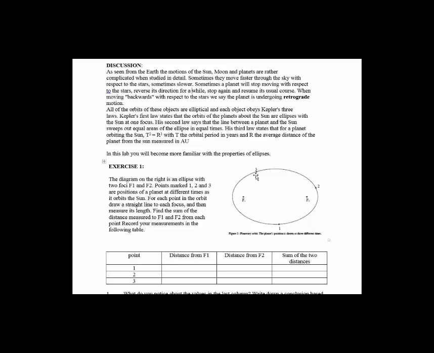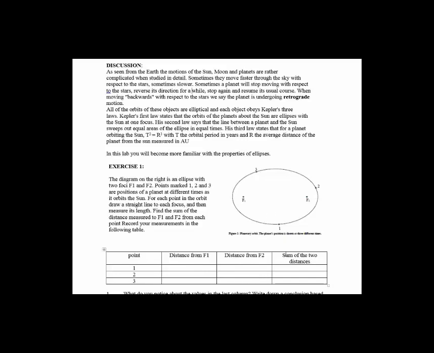For each point in the orbit, draw a straight line to each focus. For example, join 3 to F1, join 2 to F1, and join 1 to F1. Similarly, join 1 to F2, 2 to F2, 3 to F2, and so on. Now, record those distances. Measure and record the distance of point 1 from F1, point 2 from F1, and so on, and do it for F2 as well.